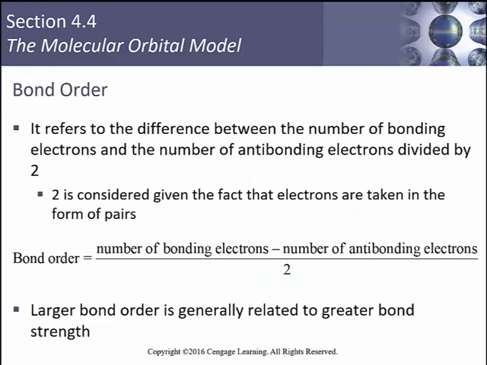It refers to the difference between the number of bonding electrons and the number of anti-bonding electrons divided by 2. And 2 is considered, given the fact that the electrons are going to take the form of pairs. So our bond order is going to be the number of bonding electrons minus the number of anti-bonding electrons divided by 2. So the larger the bond order you've got, it's generally related to the greater bond strength.